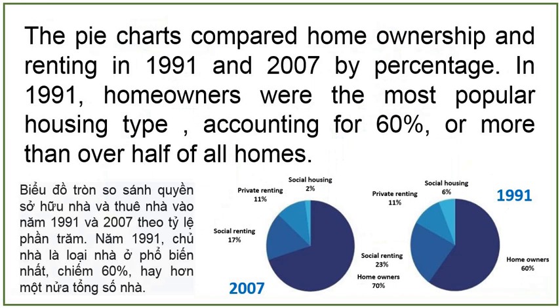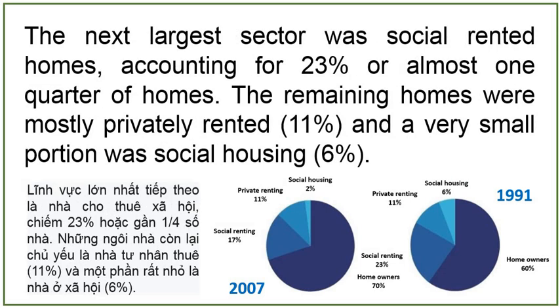The pie charts compared home ownership and renting in 1991 and 2007 by percentage. In 1991, homeowners were the most popular housing type, accounting for 60% or more than over half of all homes. The next largest sector was social rented homes, accounting for 23% or almost 1/4 of homes. The remaining homes were mostly privately rented, 11%, and a very small portion was social housing, 6%.